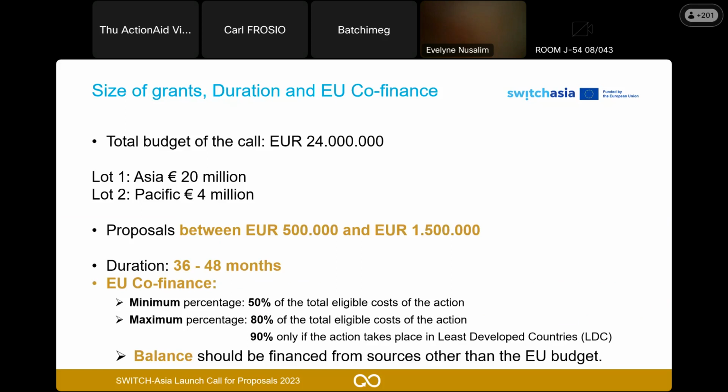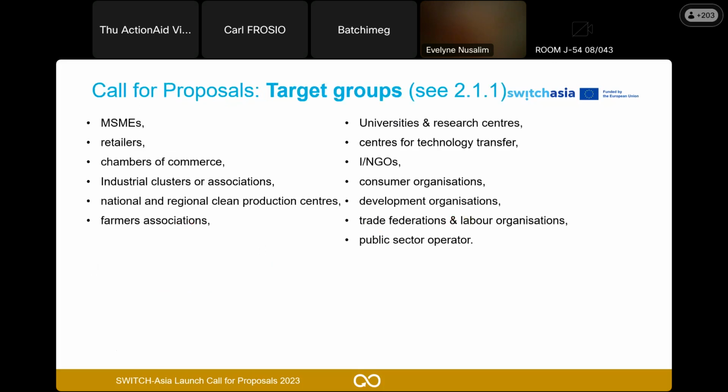And when it comes to EU co-finance, the minimum percentage is 50% of the total eligible costs of the action, and the maximum percentage is 80% of the total eligible costs of the action. And it would only be 90% if the action takes place in least developed countries. And the balance should be financed from sources other than the EU budget.